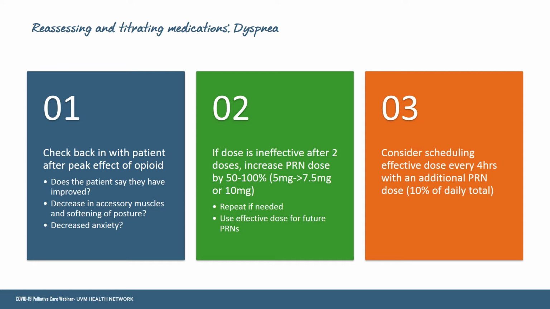Step 3. If the dyspnea is anticipated to be continuous and/or predictable, consider scheduling the dose that you titrated to every 4 hours and add an additional PRN dose that represents 10% of the 24-hour total. For example, if they were taking 5 milligrams every 4 hours, the total would be 30, and therefore the PRN would be 3 milligrams.